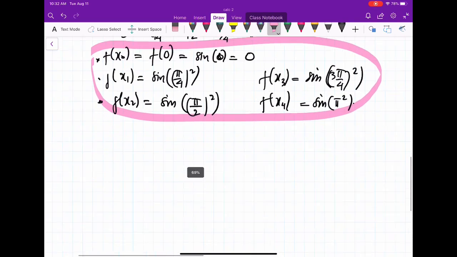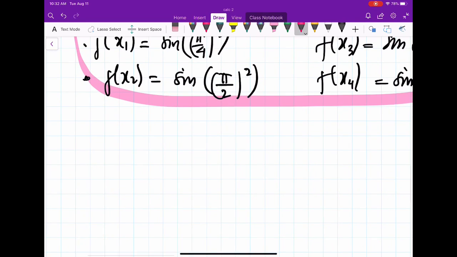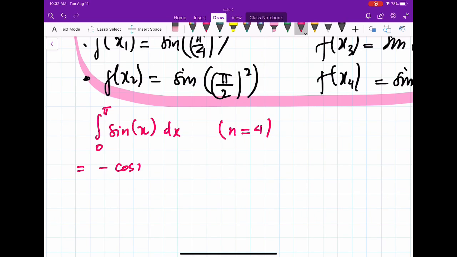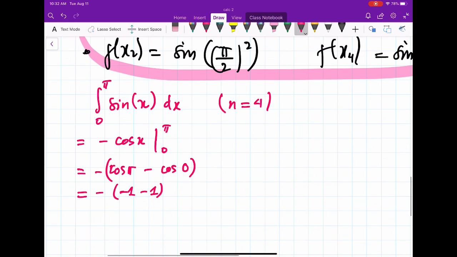Let's do this for sine x dx, from 0 to 2 pi. Again, use the trapezoid rule for n equal to 4, and let's compare with what we have. If we can evaluate this, that is negative cosine of x, evaluated from 0 to pi. So that is negative cosine of pi minus cosine of 0. So you have negative 1 minus 1, that is 2.